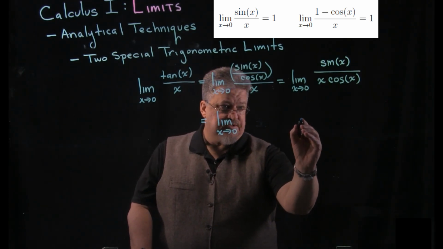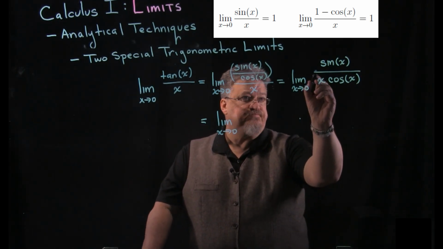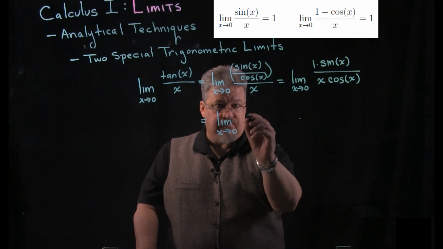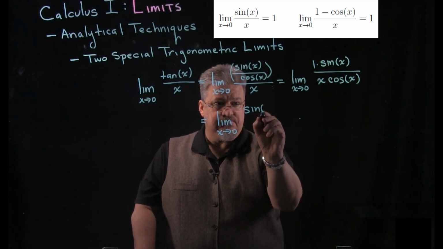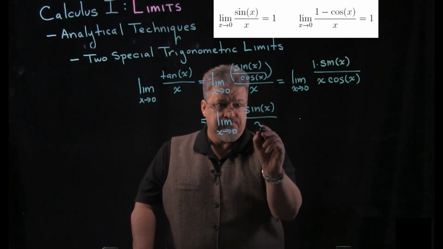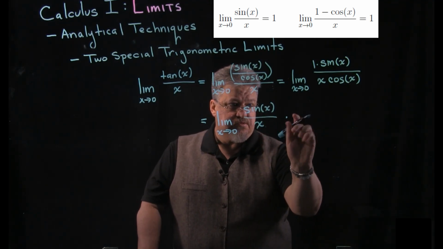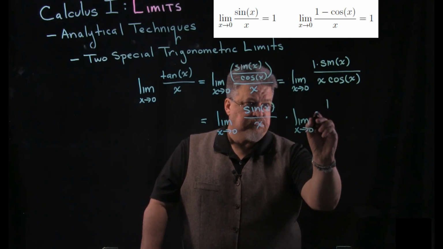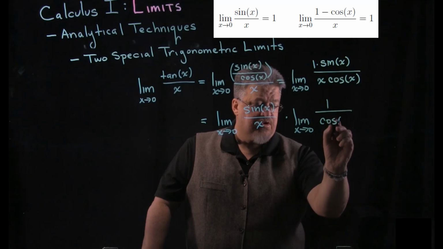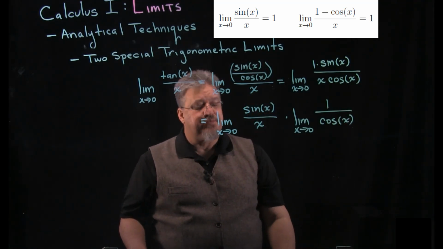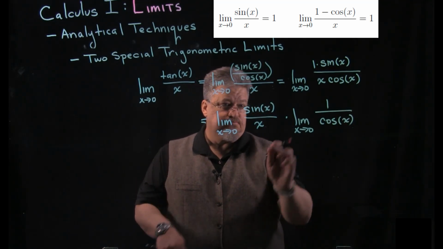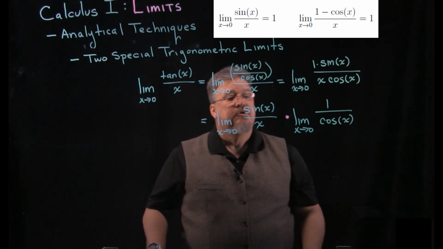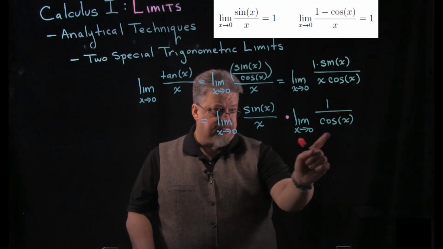So we're going to have two limits. I can break this up as the limit of sine x over x as x goes to 0, times the limit as x goes to 0 of 1 over cosine x. Now this separation here, illustrated by the red multiplication, is only valid if both limits exist.